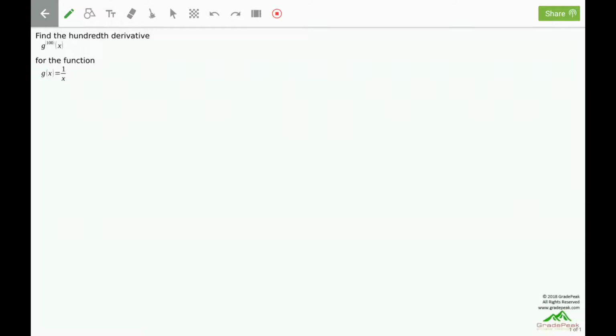Find the 100th derivative, g100 of x, for the function g of x equals 1 over x. So g of x here is the quotient of a constant over an expression involving x. Since the numerator is a constant, there's no need for the quotient rule. We can move the denominator to the numerator and rewrite it as a negative exponent, x to the negative 1. And in that way, we can use the power rule for the derivatives.